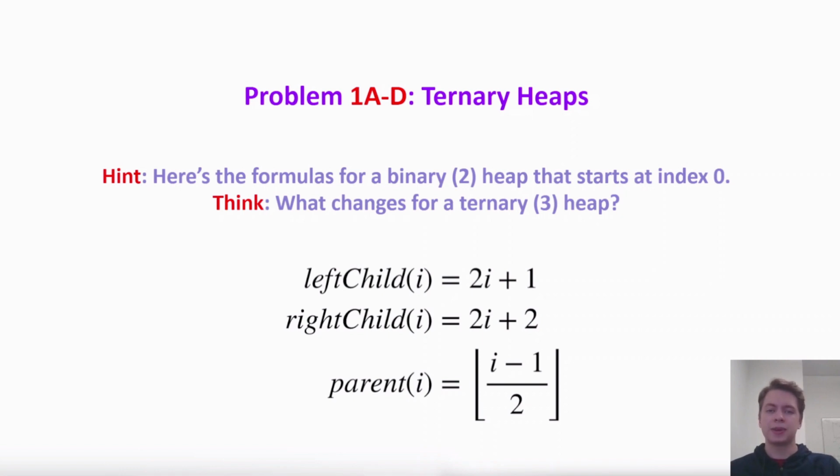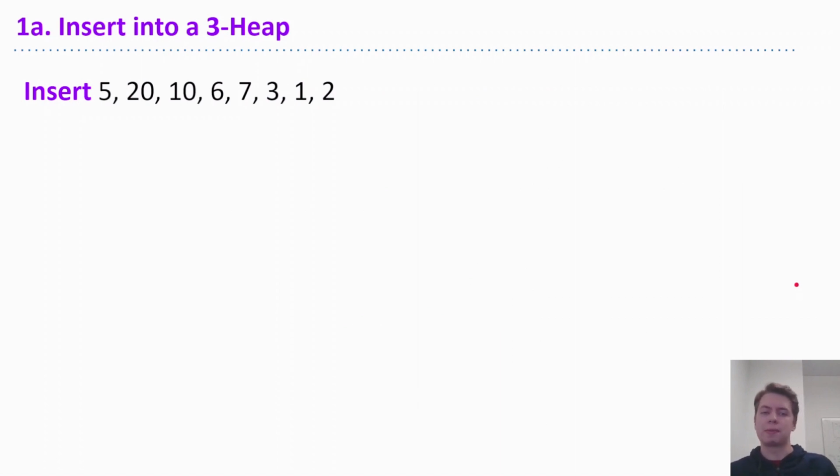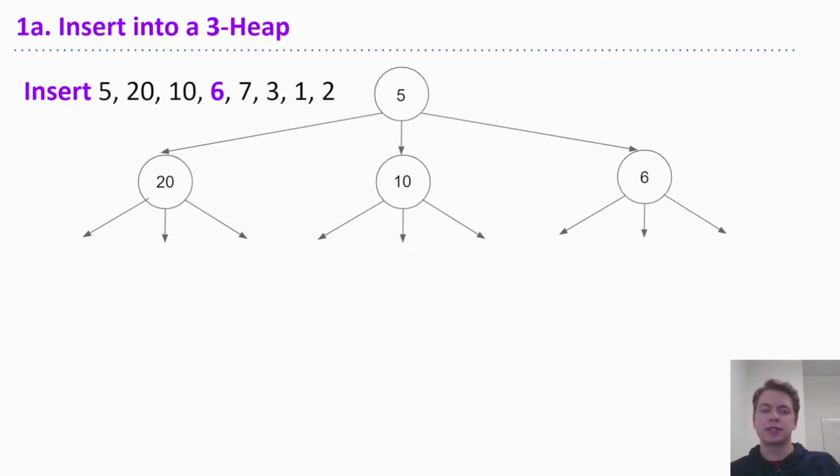All right, let's walk through this problem. So we want to insert these values into a tree representation of a heap. Because our heap was empty before, we can add 5 as the overall root and be fine. Now we insert 20, 10, and 6 in the last child positions, or the leftmost leaf positions. And since none of these values are less than 5, our heap ordering is maintained, and we're good.